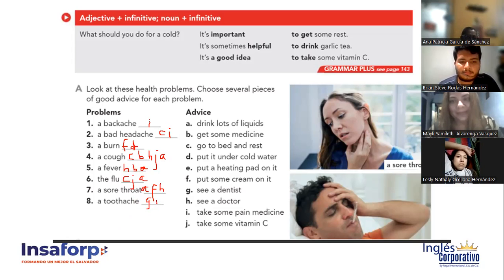Letter G. Also take some pain medicine. Or put a heating pad on it. No sé si eso funciona. Poner algo caliente. Put a heating pad. Or make it when cold.